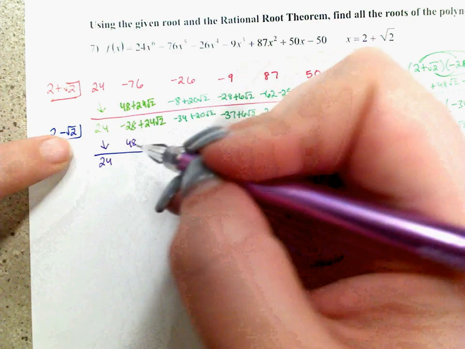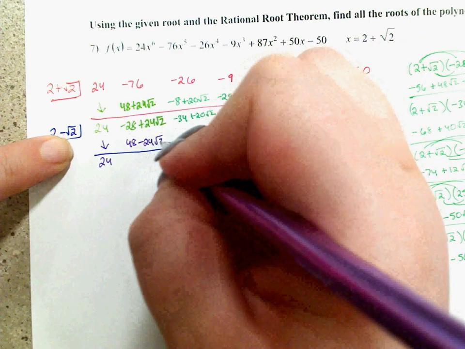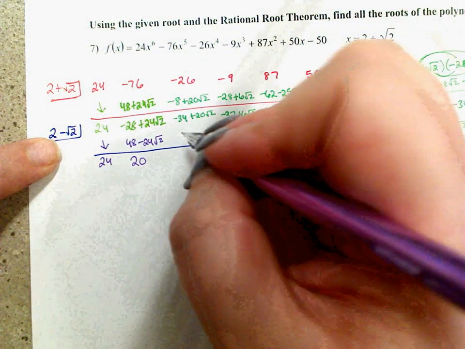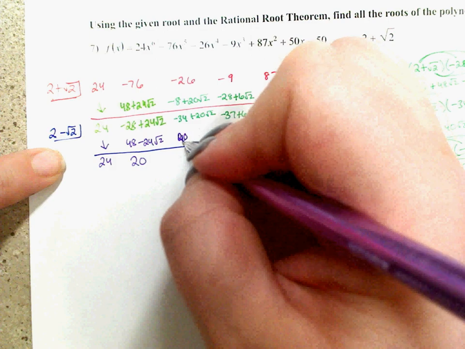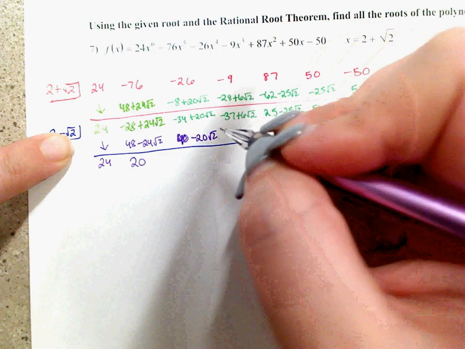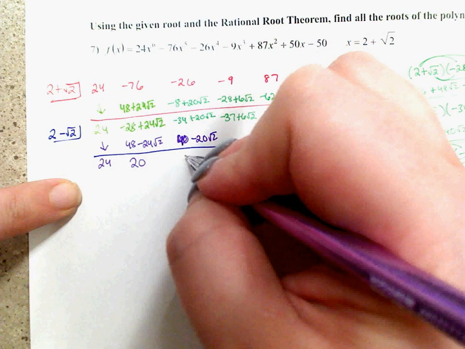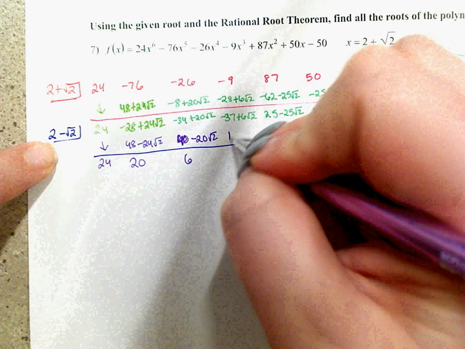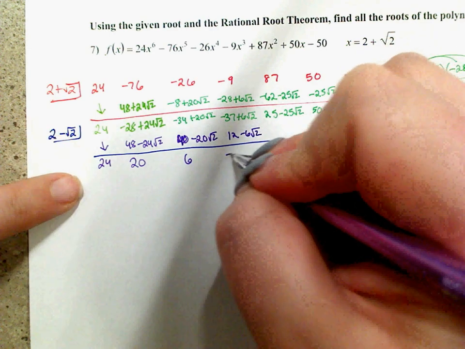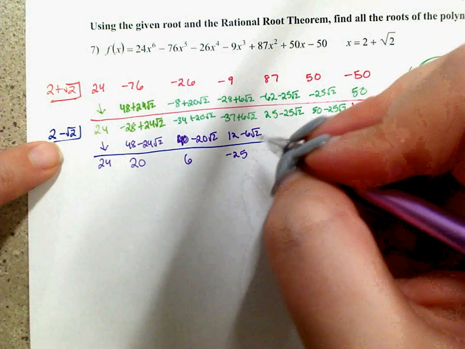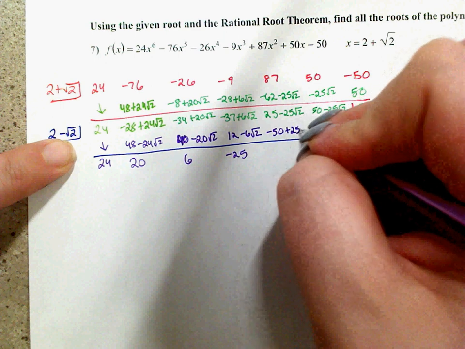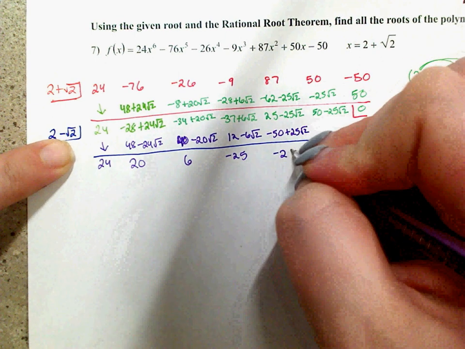20 times 2 is, just kidding, it's 40. And then 20 times negative square root of 2 is negative 20 square root of 2, which leaves me with just 6. 6 times 2 is 12, and 6 times negative square root of 2 is negative 6 square root of 2, which leaves me with just negative 25. Negative 25 times 2 is negative 50, and negative 25 times negative square root of 2 is positive 25 square root of 2, leaving me with just negative 25. And negative 25 again is negative 50 plus 25 square root of 2, which is 0.